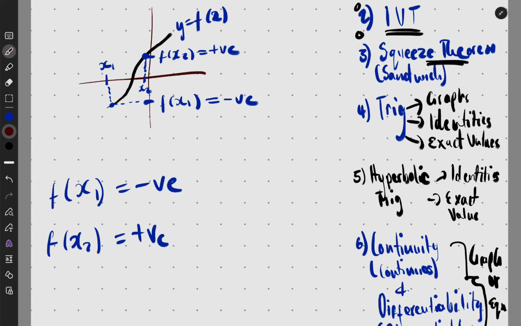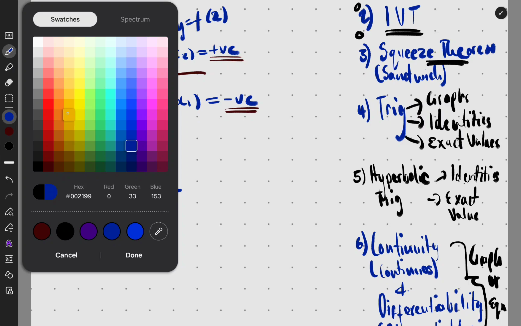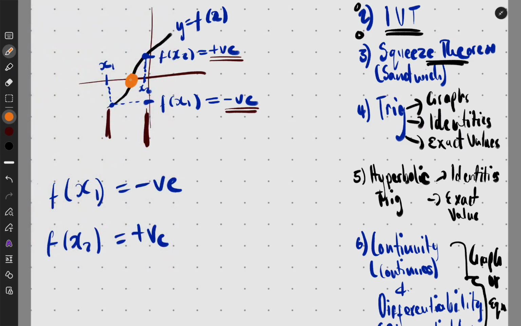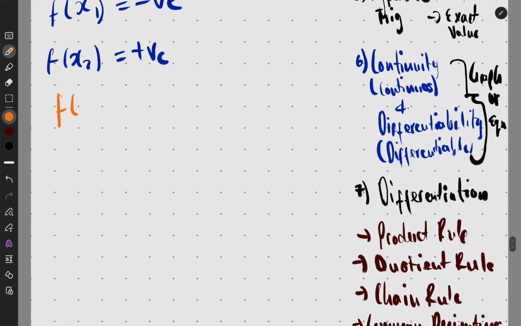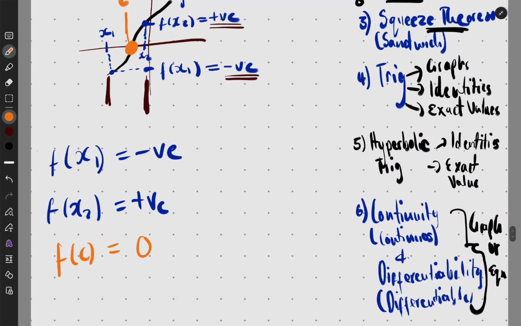This is a continuous function, it doesn't jump. What you are seeing is, if x1 is giving me a negative and x2 is giving me a positive, then somewhere between these two points there is a value, which happens to be this one here, which we can call c. So there is a value c which, if you put it in f, you are going to get an answer of 0, because 0 is between negative and positive.